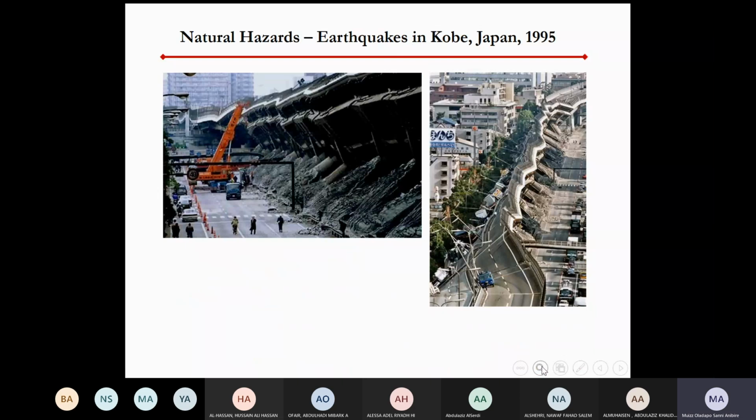Now, this is a picture of the Kobe earthquake in Japan in 1995. You could see it was a very serious earthquake in Japan. I can see this is a huge bridge, and the whole thing was almost destroyed, the whole thing was destroyed.